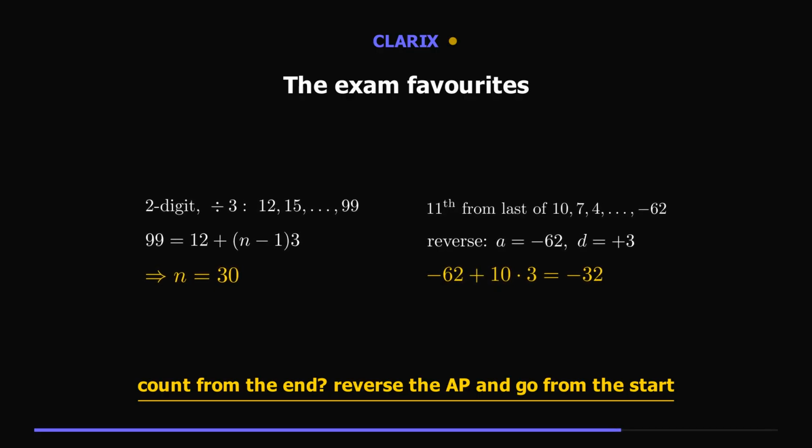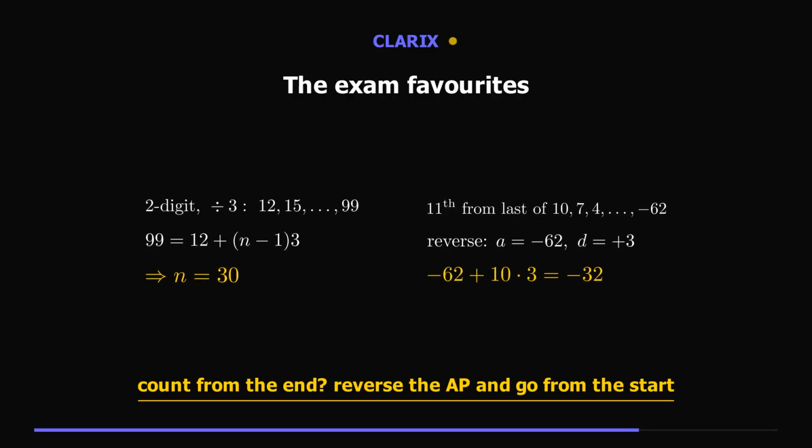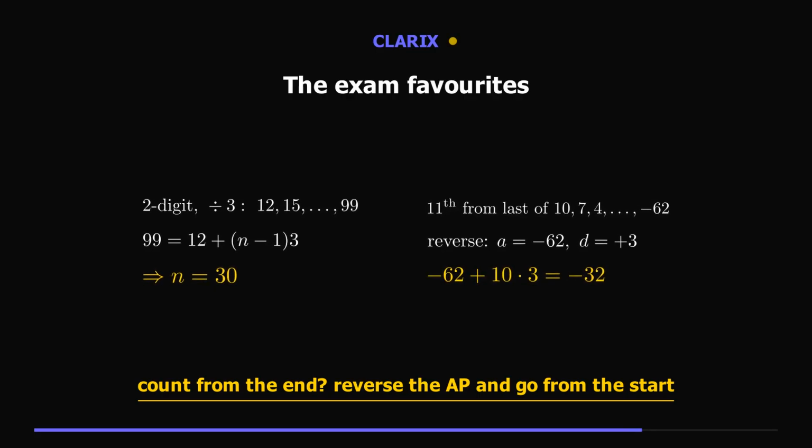And a clever one: the 11th term from the last of 10, 7, 4, down to minus 62. The slick trick? Flip the list around. Read it backwards, and the new first term is minus 62 with a new common difference of plus 3. Now 11th from the end is just 11th from the start of the reversed list. Apply the formula: minus 62 plus 10 times 3 equals minus 32. Reversing turns a hard from-the-end question into an ordinary one.